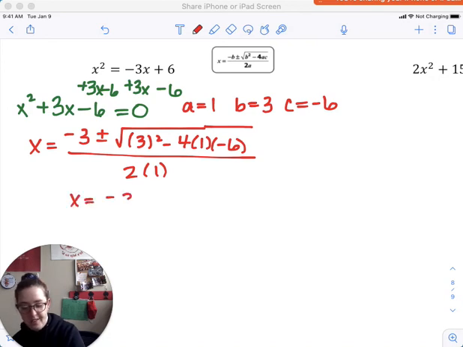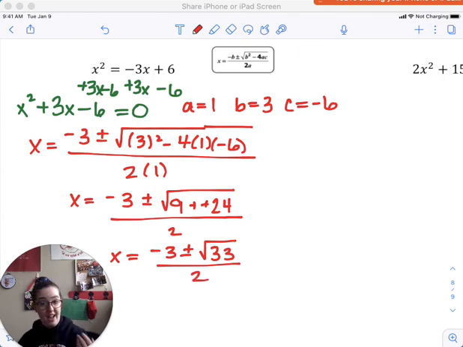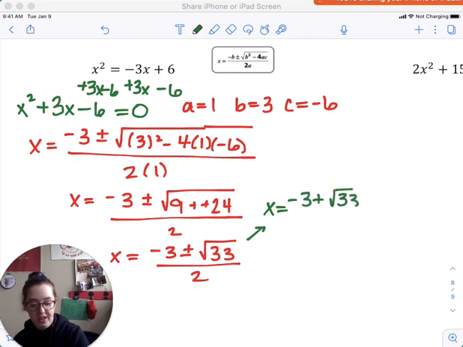So we'll start simplifying. -3 plus or minus the square root of 3 squared is 9 minus 4 times 1 times -6 is -24. And then that's going to be over 2 times 1 is 2. So we'll add together those things in the square root. 9 plus 24 is 33 over 2. So I can't simplify anything, so that will be my answer once I split it up. I'll have x equals -3 plus the square root of 33 over 2. And I'll also have x equals -3 minus the square root of 33 over 2.